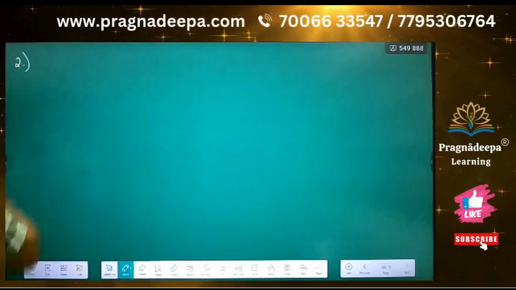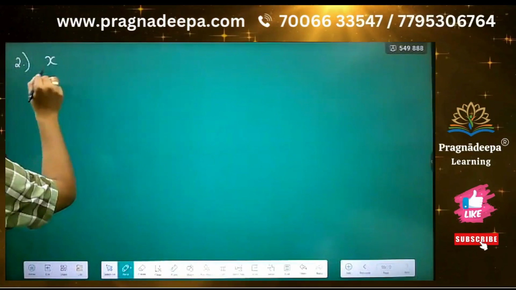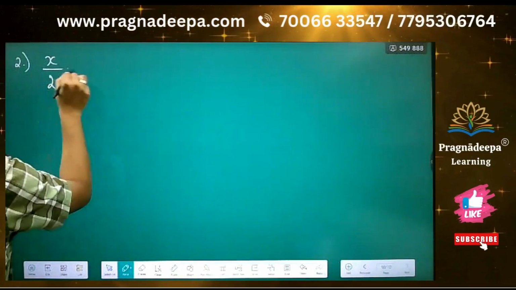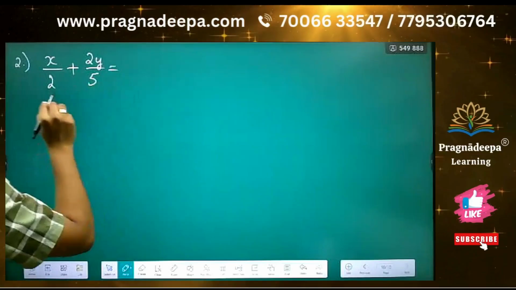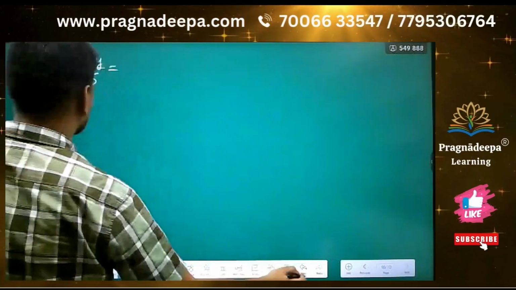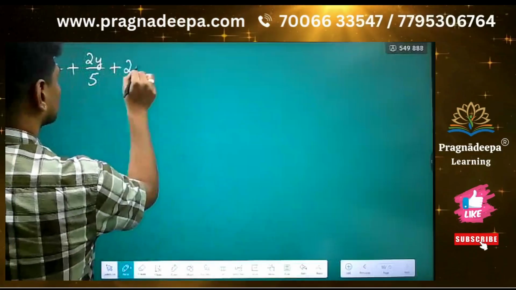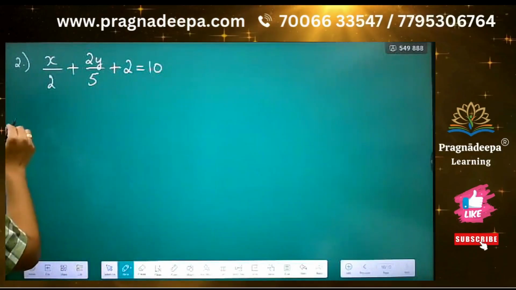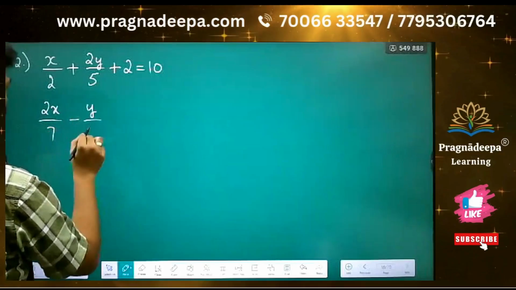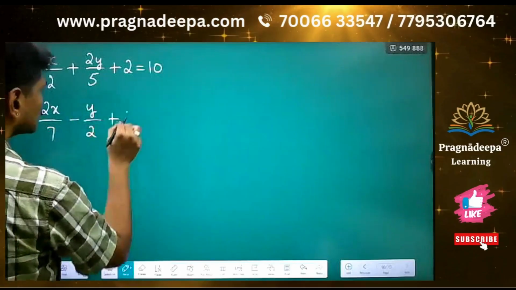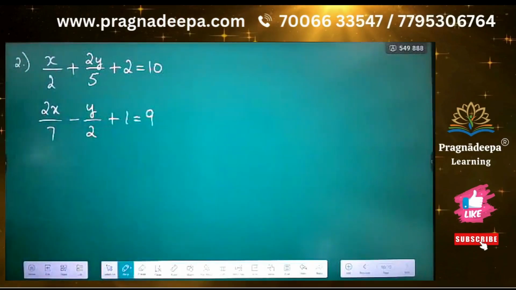Okay, second question. Let us solve by using the elimination method. x upon 2 plus 2y upon 5 plus 2 is equal to 10. And the second equation is 2x upon 7 minus y upon 2 plus 1 is equal to 9. I already mentioned that I will be taking quite bigger numbers, so we will take this.